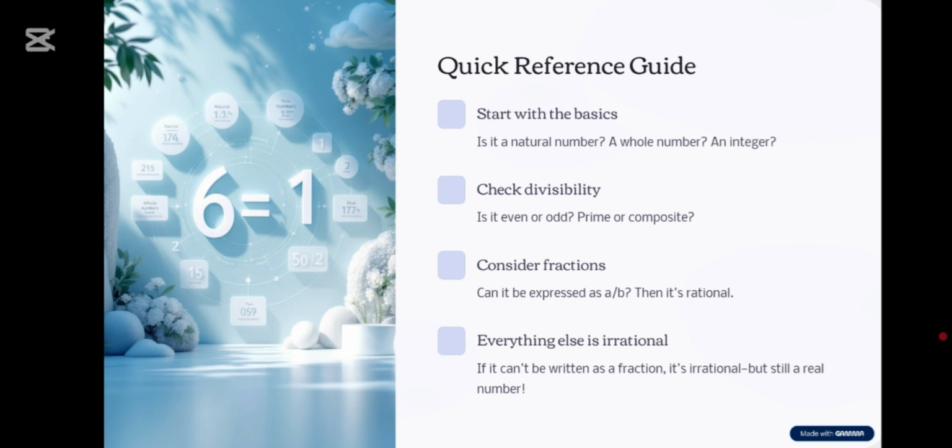Then number 2, check divisibility. Is it even or odd, prime or composite? That's the second thing you need to do. The third thing, consider fractions. Can it be expressed as a fraction? If yes, then it is rational. Lastly, if it cannot be written as a fraction, it is irrational, but still a real number.